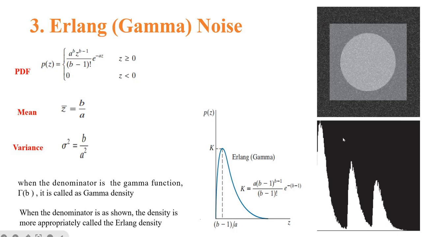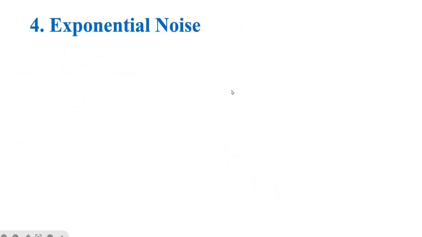and here this is nothing but the histogram stretching for the Erlang noise. This is after adding the noise, and this is the histogram for the Erlang noise. Then next is the exponential noise. So here this is the formula for the PDF.